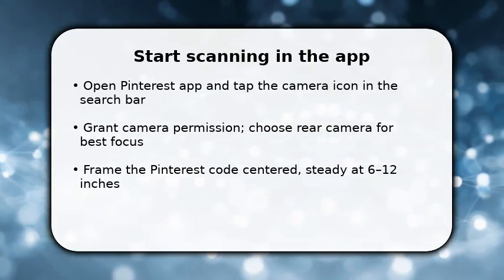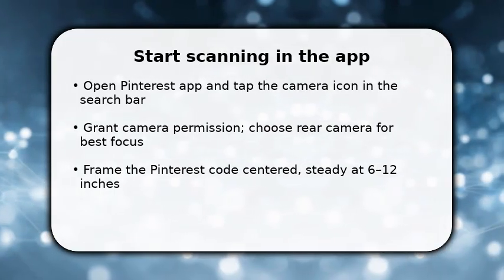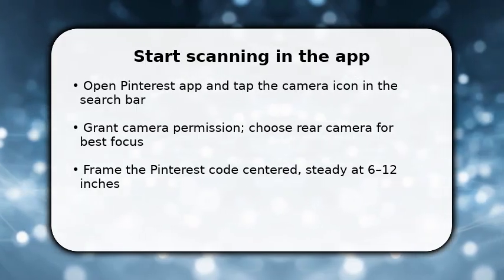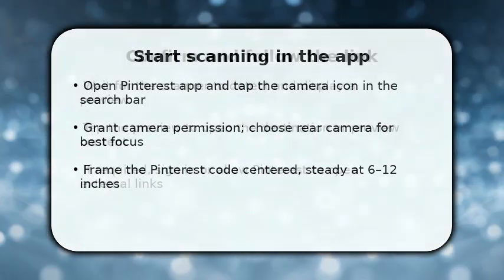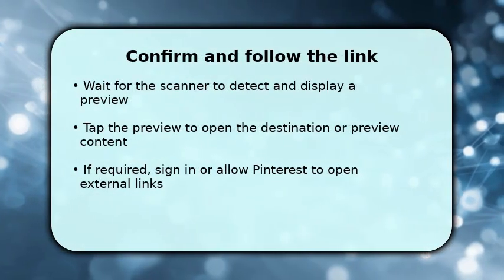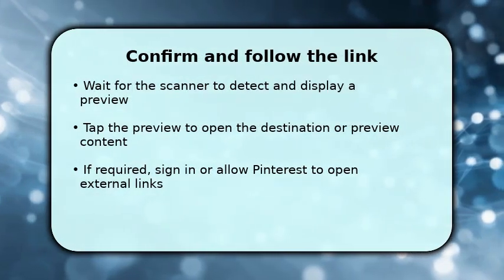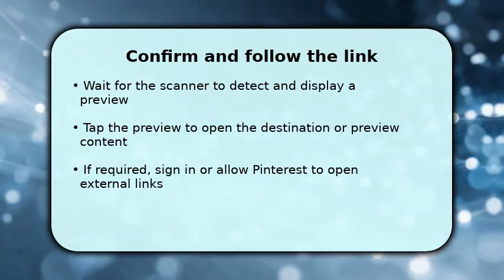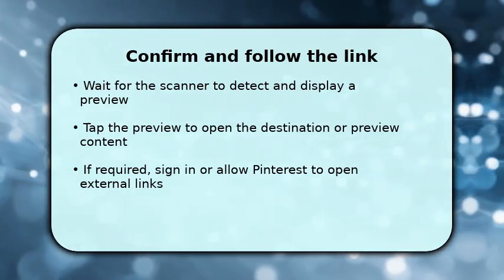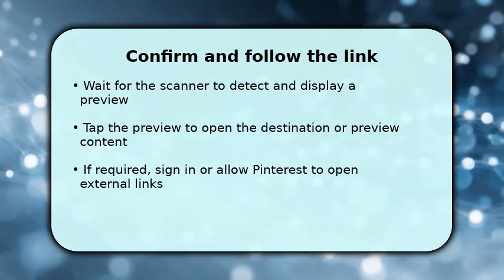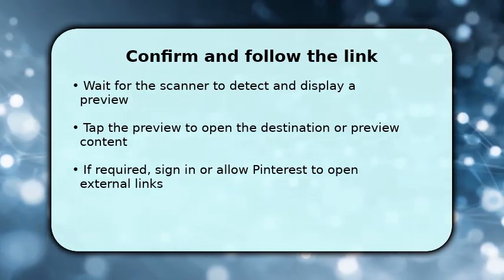Once the code comes into view, the scanner will autofocus and attempt to read automatically, so don't move until you see the confirmation. Once the scanner detects the code, you'll see a small preview or prompt on screen. Tap that to open the destination. You may be routed to a PIN, profile, or external URL. Make sure to inspect the preview so you know where you're going.